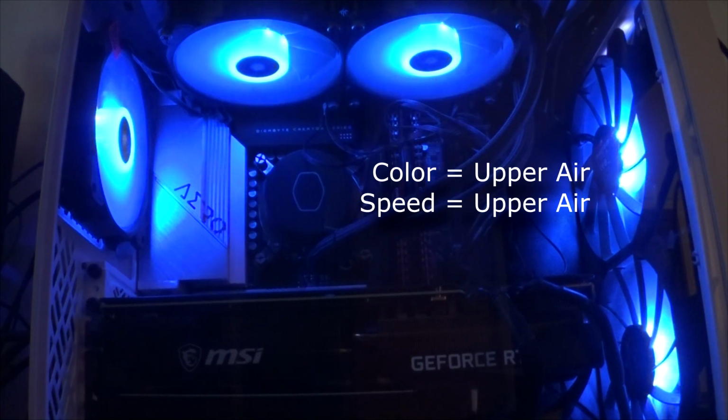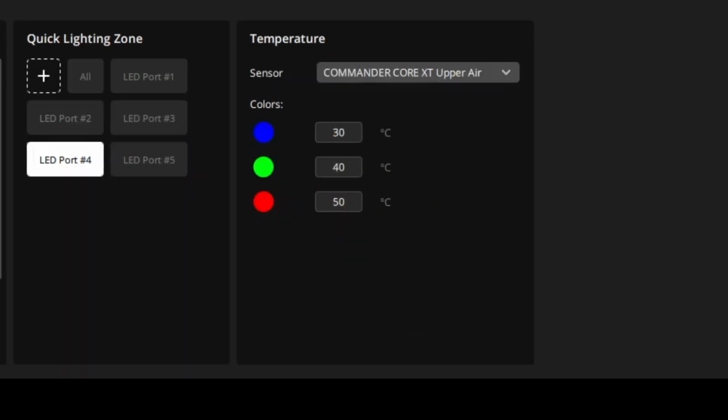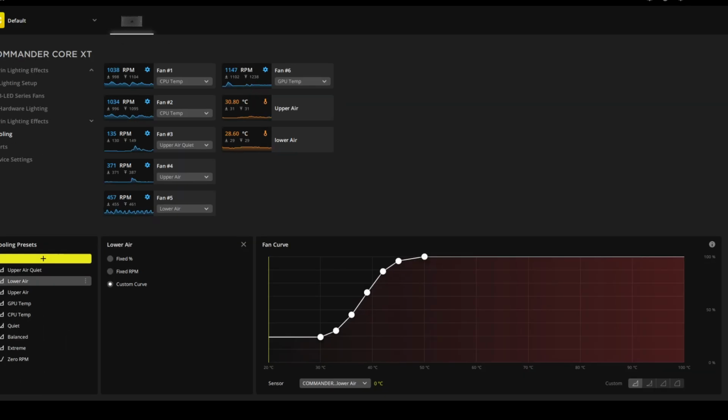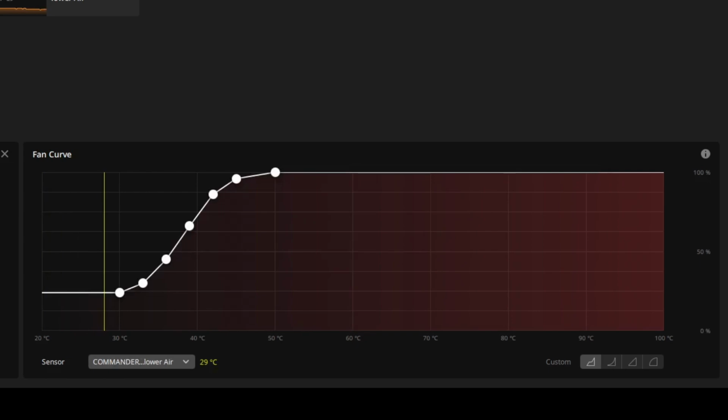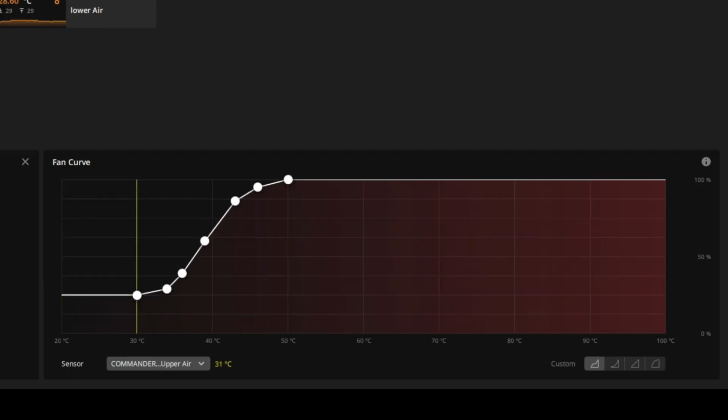The upper front fan to the right is colored based on the upper inside air temperature, with blue at 30 degrees or lower, green at 40 degrees, and red at 50 degrees or higher. And the speed is also controlled by the upper air case temperature, with 25% power up to 30 degrees, rising on an S-curve to 100% at 50 degrees.